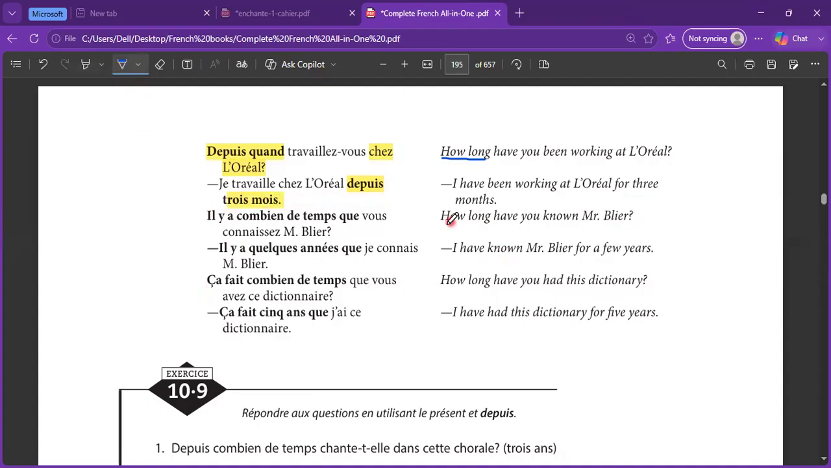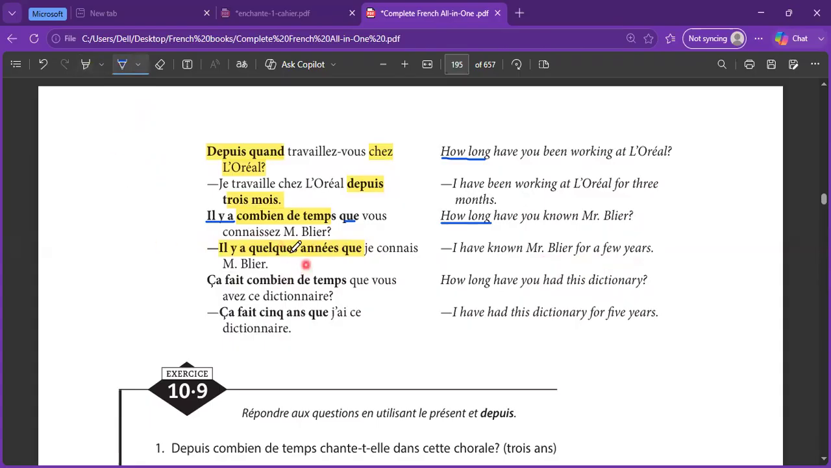Even for how long, you can use another expression that is il y a and then que. But we know, क्योंकि हम length की बात करेंगे उस duration की, so it will come as combien de temps. So the whole expression becomes il y a combien de temps que. And then come the rest of the question. Have you known Mr. Blier? Vous connaissez Monsieur Blier? I have known Mr. Blier for few years. Il y a. इसका आप आंसर भी il y a में ही देंगे. Il y a quelques années que.